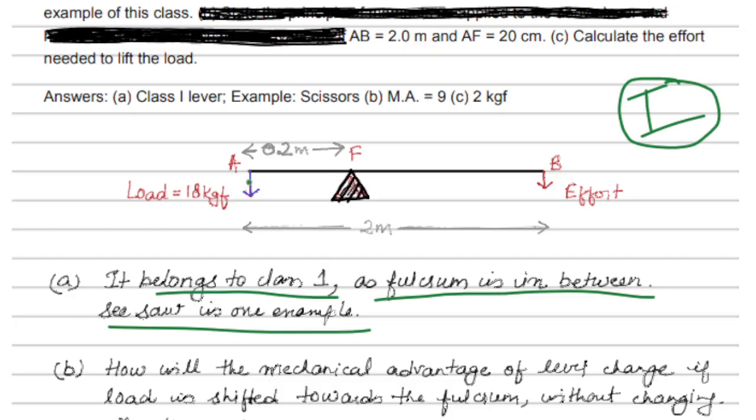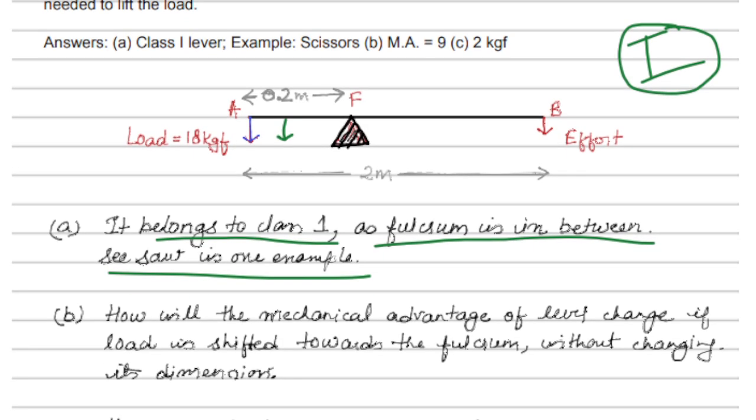See, the load is getting shifted. So what we are doing is instead of 0.2 meter, we are putting it somewhere here. So what they are asking is what will happen to our mechanical advantage? Will it increase or decrease? Our mechanical advantage will increase. Why? Just see what VR is. VR ideally is equal to mechanical advantage. So it is effort arm divided by load arm, right? So you are decreasing this part.